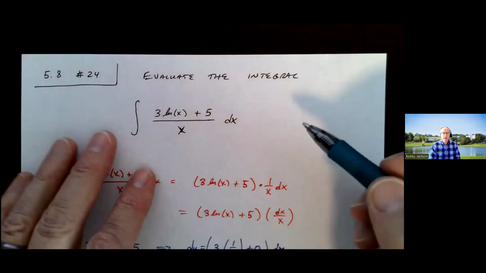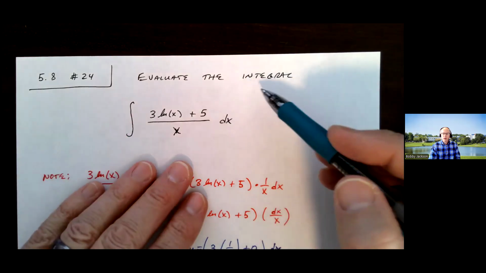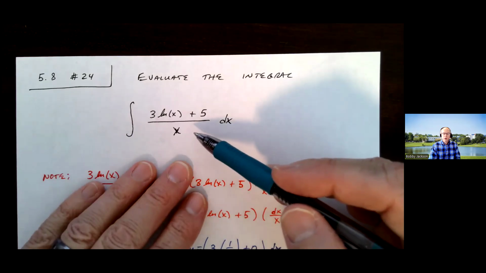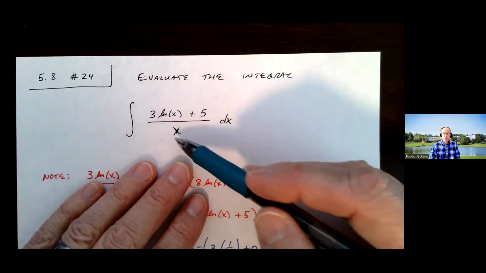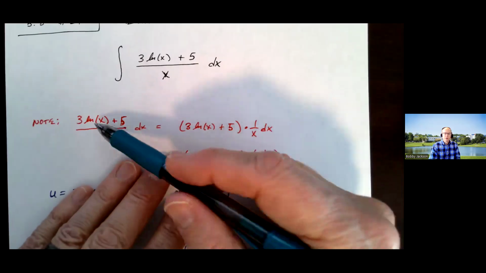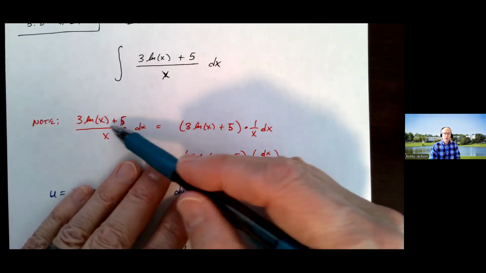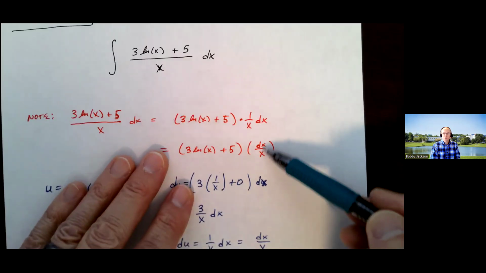Hey everyone, let's take a look at 5.8, number 24. We're going to evaluate the following indefinite integral, and we're going to use substitution to do that. I just want to look at what we're integrating here: 3 natural log of x plus 5 over x dx. Notice I can write that as this numerator times 1 over x, or I can write 1 over x dx, or dx over x.